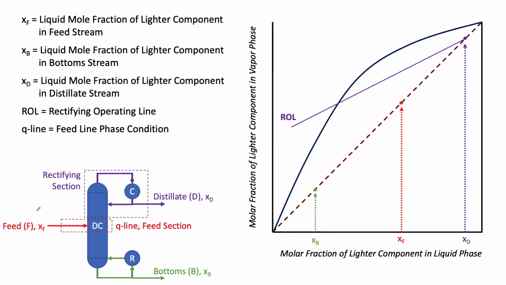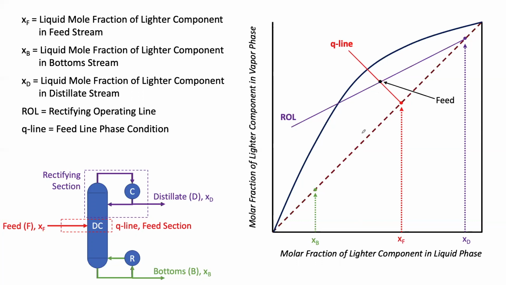Next, we're going to look at our Q line. So the Q line is determined by the phase of the feed stream. That is represented on the McCabe-Thiele diagram beginning at your feed composition of the lighter component and then drawing the Q line out. First, where this Q line intersects your rectifying line, that's where your feed point is going to be for your distillation column.